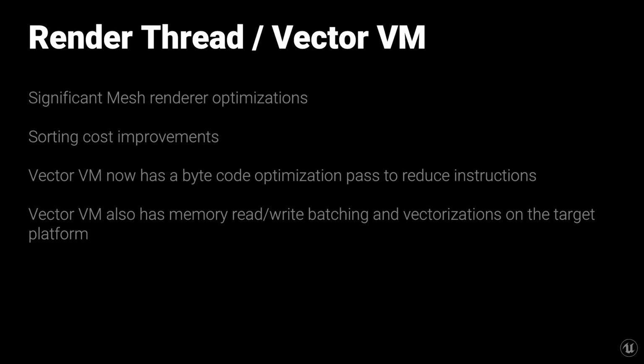We've also made significant improvements to the performance of the mesh renderer on the render thread, and have also significantly reduced the cost of sorting. The vector VM performance has been improved. We now perform a bytecode optimization pass, which reduces instructions and allows memory read-write batching and vectorization on the target platform.